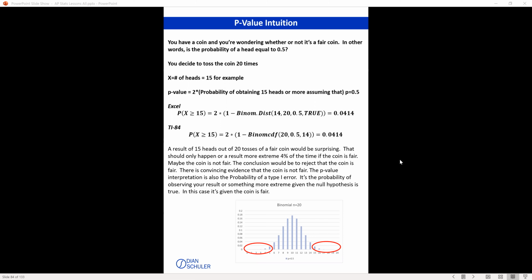The p-value interpretation is also the probability of a type 1 error. It's the probability of observing your result or something more extreme given the null hypothesis is true. In this case, it's given the coin is fair.